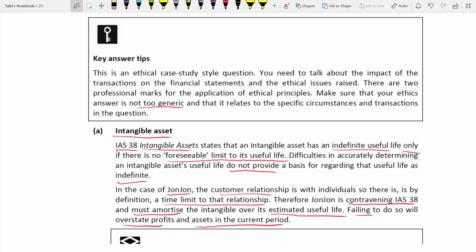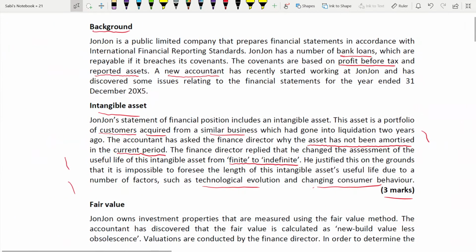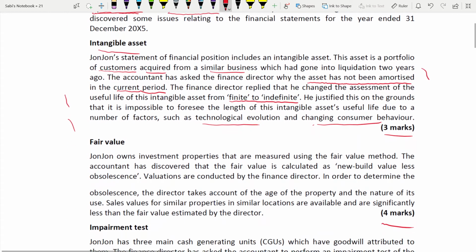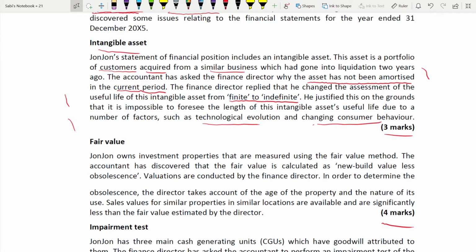Why are they specifically referring to the profits and the assets? Because when you are reading the background, the covenants are based on profit before tax and reported assets. So for all the 3 accounting issues, remember you have to talk about what's happening to the profit and what will happen to the assets if you fail to do the adjustments. The covenant is based on these two, profit and assets. What will happen to profit, what will happen to assets.